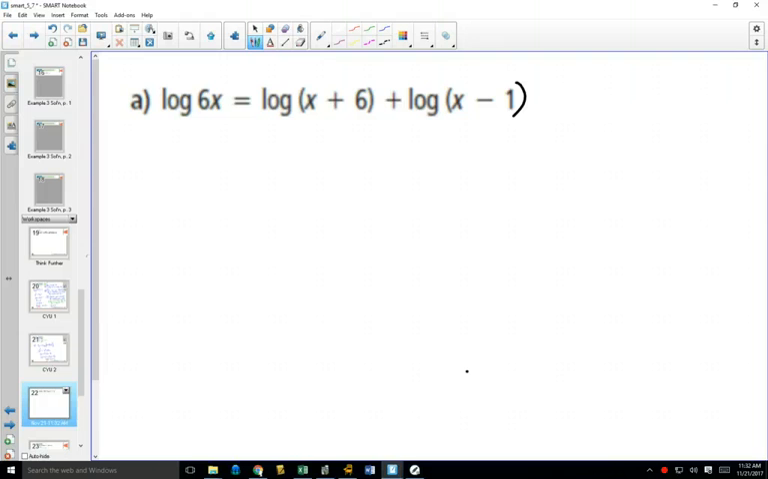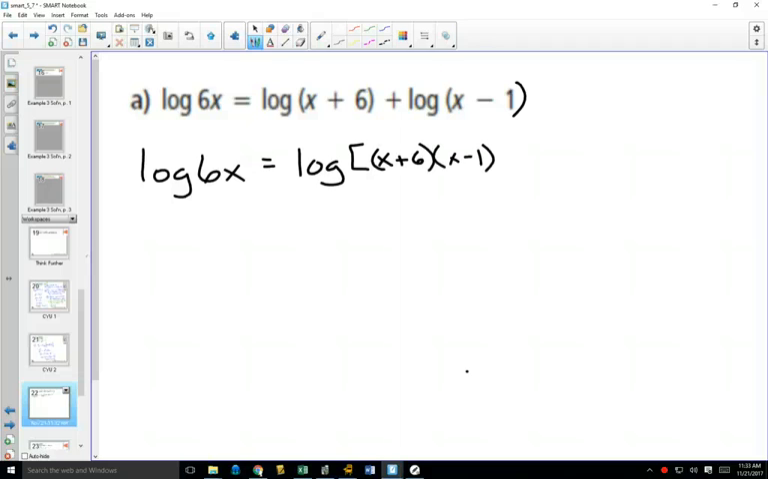Okay, here is A. It's a log equation. I'm going to do it the standard way first, and then I'm going to show you a step where we could have done a shortcut. So in the standard way, you want to write things as a single logarithm. So I've got log 6x on this side. Here I have a log plus a log. So if I want to put those together, I can do that by multiplying. It'll be log of (x plus 6) times (x minus 1).